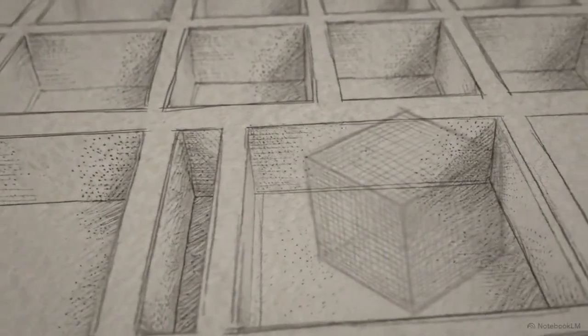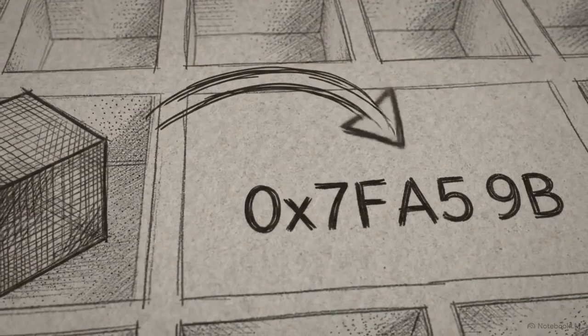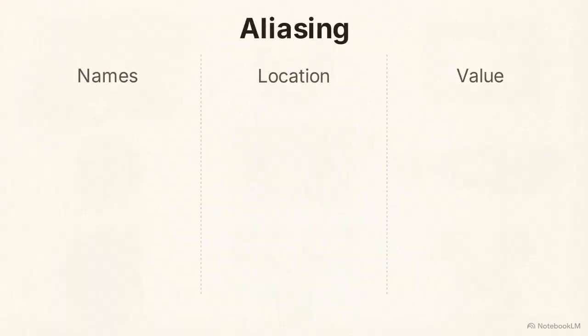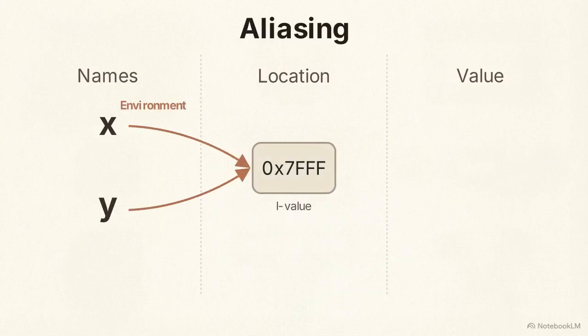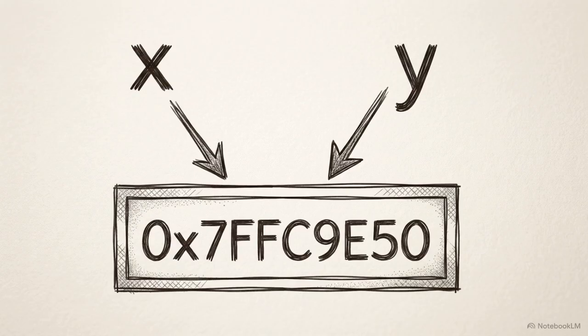Call by reference operates differently. The caller directly passes the actual memory address, the L value of the parameter, bypassing value duplication. The mechanical result of call by reference is aliasing. 2 different variable names map to the exact same physical location. Mutating a formal parameter in an aliased environment permanently overwrites the caller's data because both names point to the same location in the store.